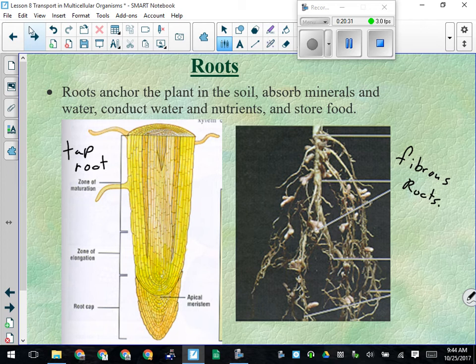So what kind of plants do you suppose would have a taproot? Carrots are a taproot. Potatoes are actually a bit more fibrous. They will have one kind of central root, but they do have a lot of roots that go off. They're a bit of a combination of both. Beets are a taproot. Radish is a taproot. What about a cactus? Would it have a taproot or a fibrous root?